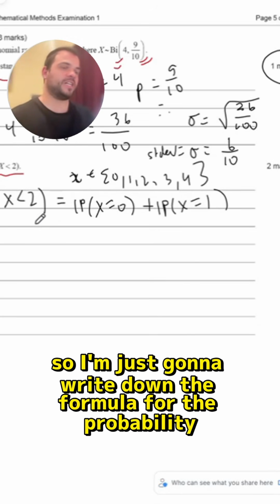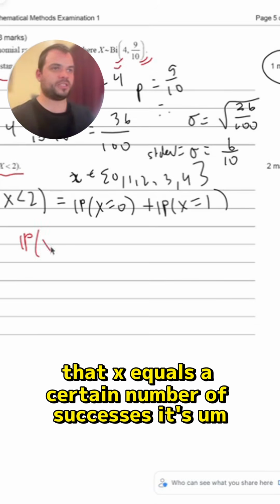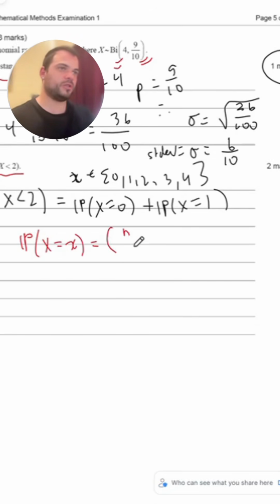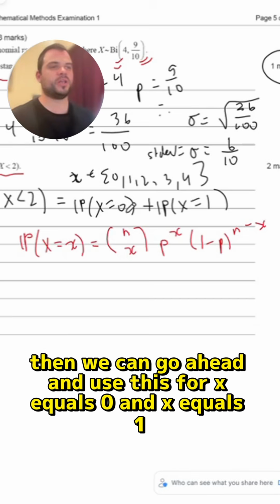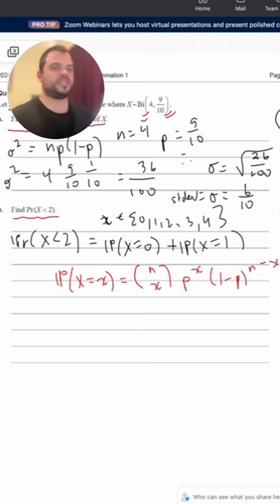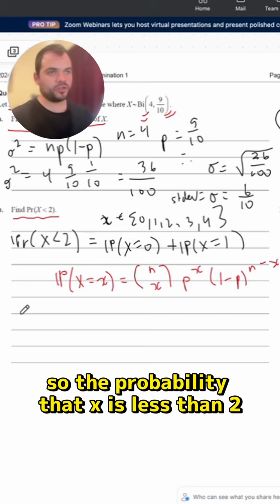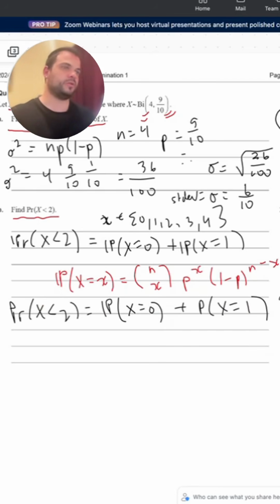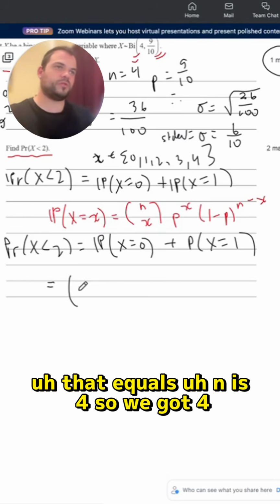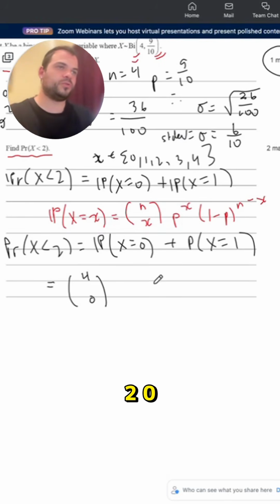So I'm just going to write down the formula for the probability that x equals a certain number of successes. It's n choose x, p to the power of x times 1 minus p to the n minus x. Then we can go ahead and use this for x equals 0 and x equals 1. So the probability that x is less than 2 equals the probability that x equals 0 plus the probability that x equals 1. That equals, n is 4, so we've got 4 choose 0.